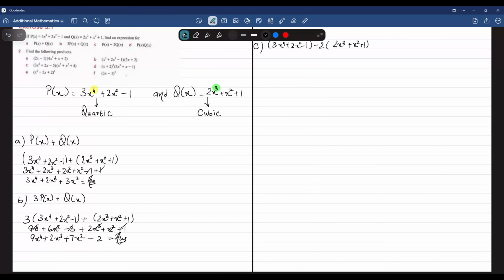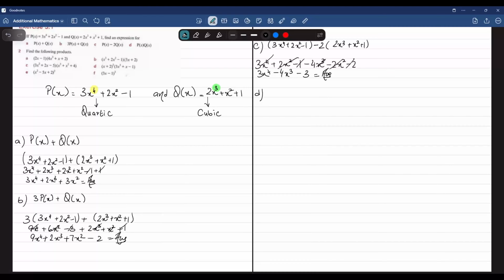We have 3x raised to power 4 plus 2x squared minus 1, minus 4x cubed minus 2x squared minus 2. Okay, so we've got 3x raised to power 4, and this negative 4x cubed. This 2x squared minus 2x squared is cancelled down to give 0, negative 1 minus 2 is negative 3. So 3x raised to the power 4 minus 4x cubed minus 3 is equals to your answer.